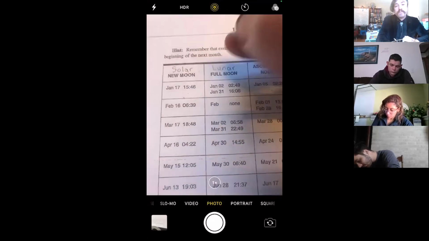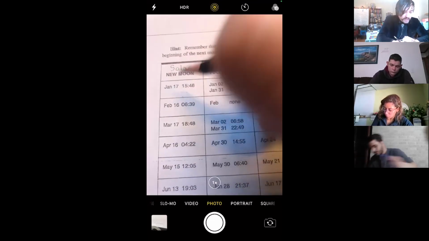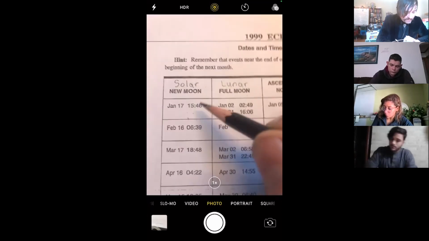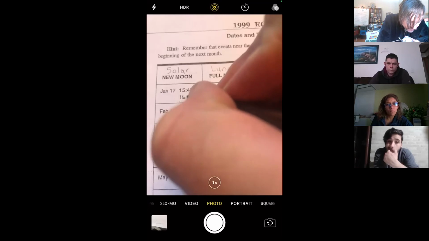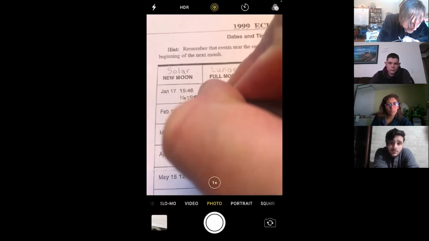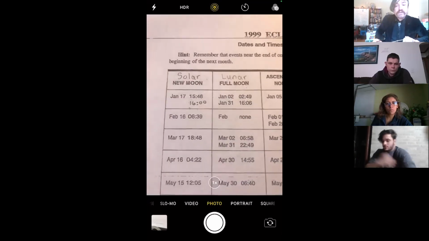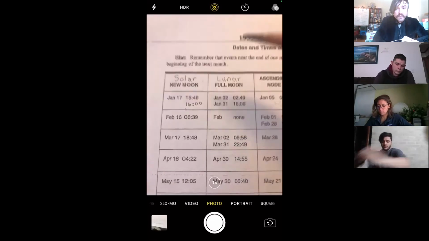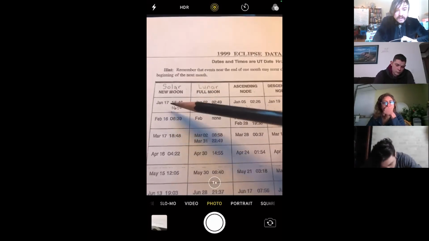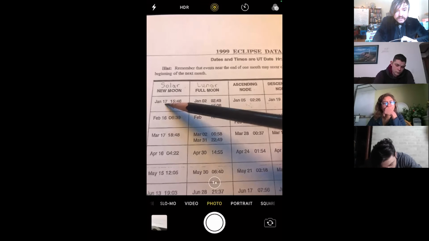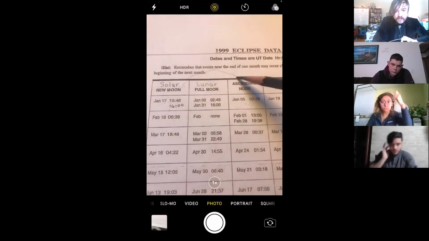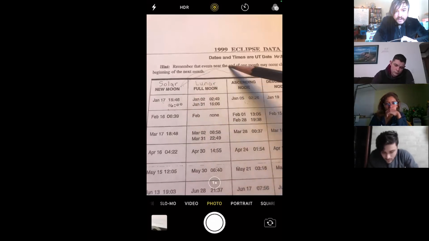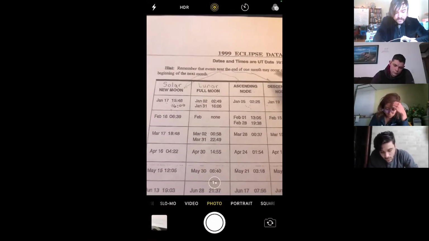Let's make our job a little bit easier for counting hours. This is January 17th at 1546. I'm going to round up, and I'm just going to round this off to 1600 hours. That's just to make the counting of hours a little bit easier. Class, can there be a solar eclipse between January 17th? So we're going to ignore the lunar for a second. We're going to compare solar to both ascending and to the descending nodes.